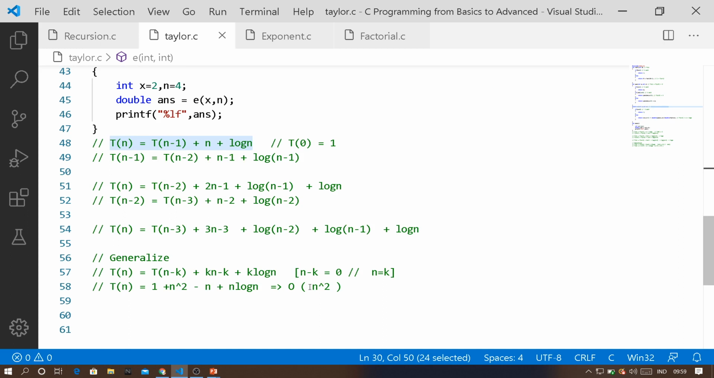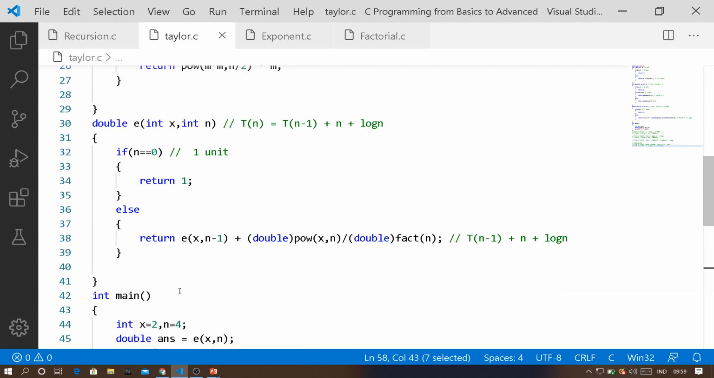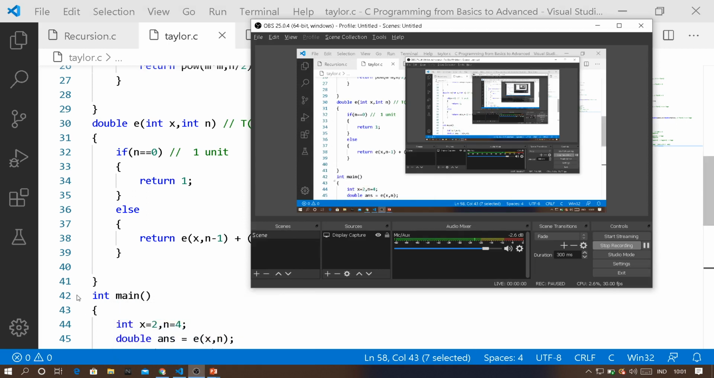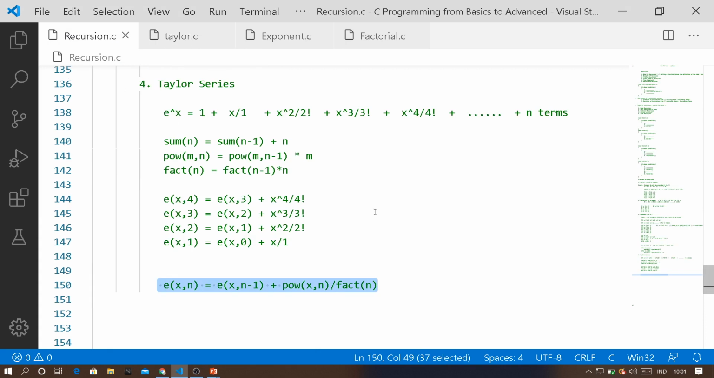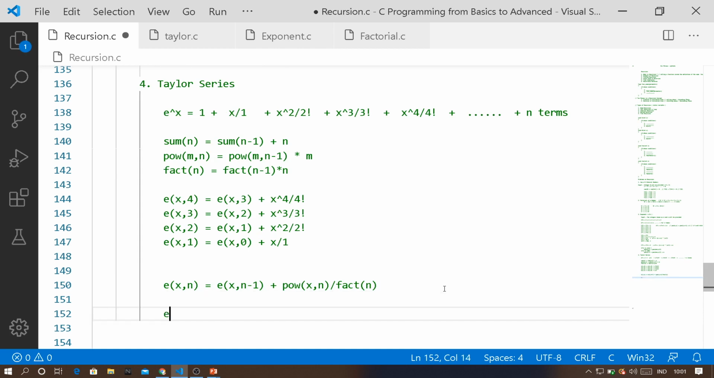Now before starting the optimized way, first of all, we need to understand the main reason for this time complexity for the existing solution that we have already seen. To make you understand the reason, we are going to take an example. For example, we will be taking e of 2 comma 4, or generally e of x comma 4. What is the expansion of e of x comma 4?